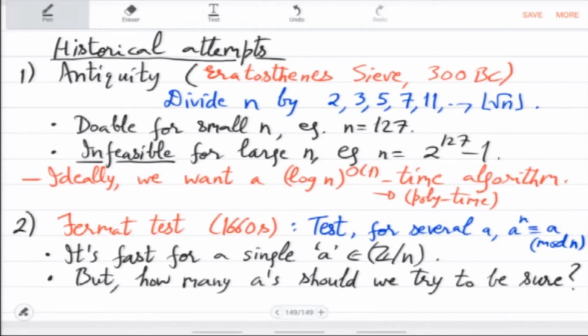So can we just randomly pick an A and be confident that n is prime, or do we have to check for all A? Now even if we check for all A, maybe the test passes for all A but n is not prime, right? This may not be a criterion for primality testing. So is this a primality criterion?